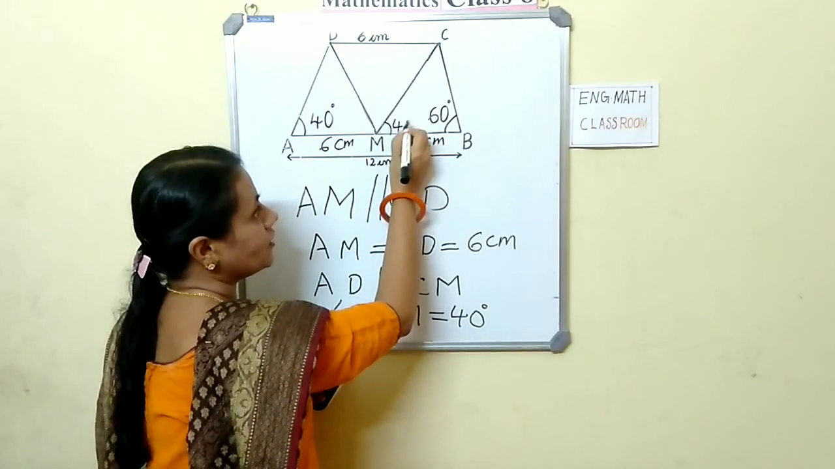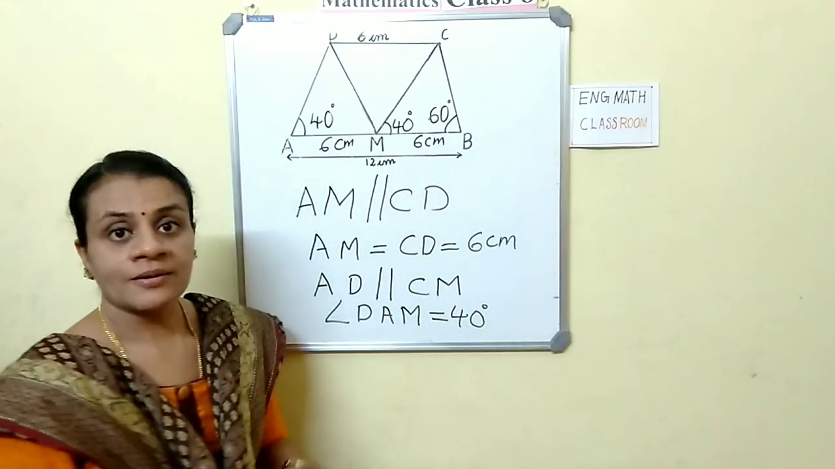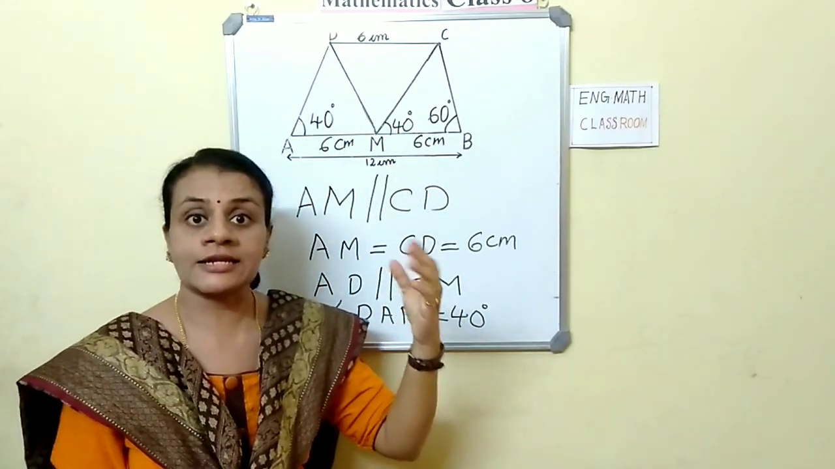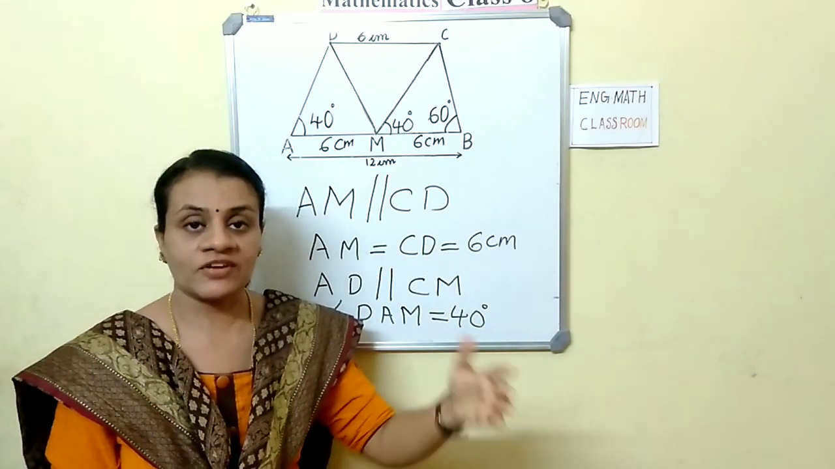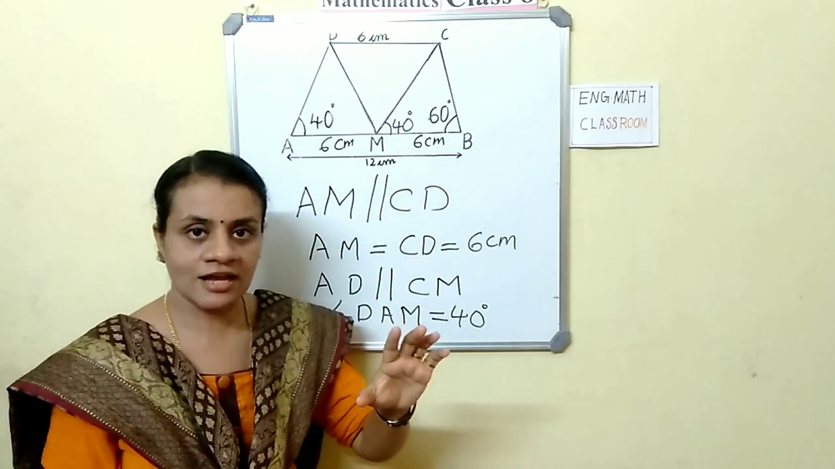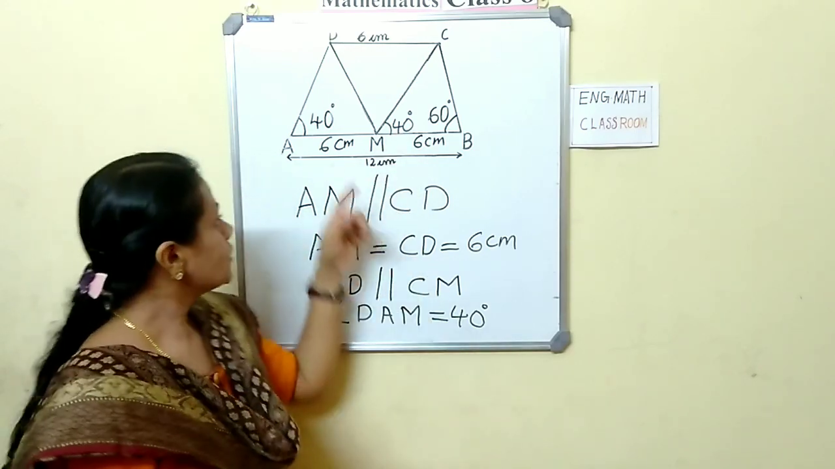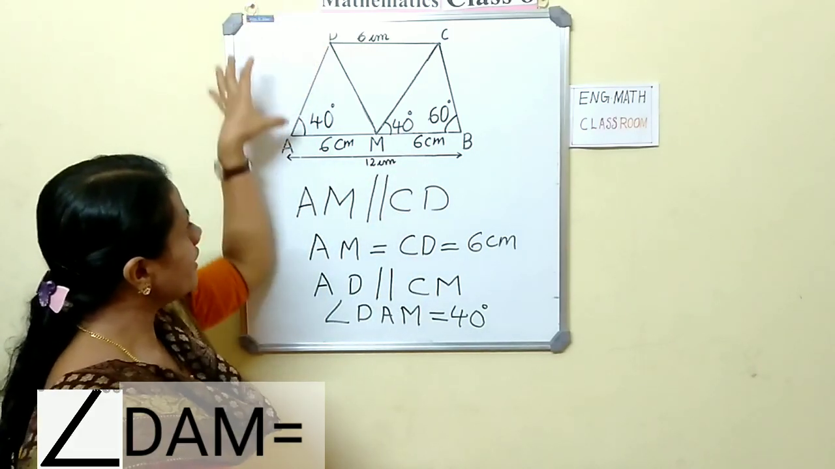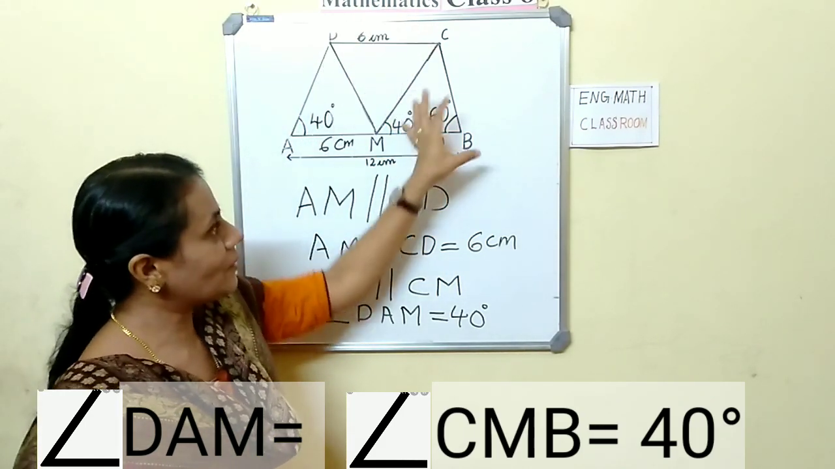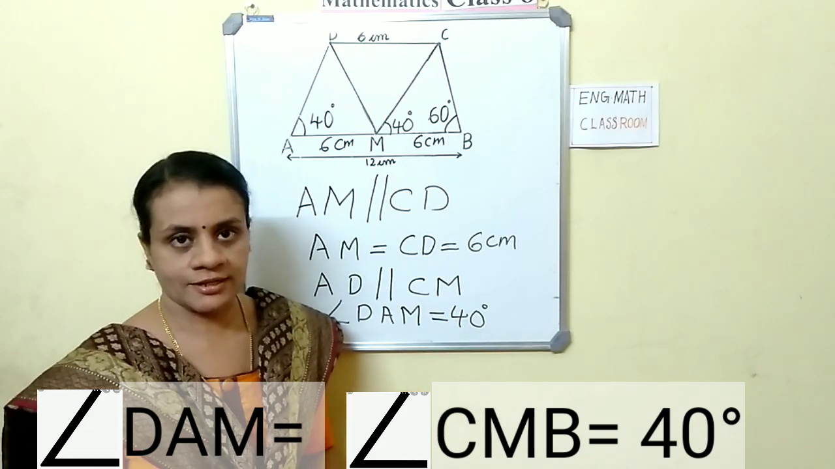Why? Because these two angles are corresponding angles. We have already seen in the presentation. Corresponding angles are equal. So, angle DAM equals angle CMB equals 40 degree.